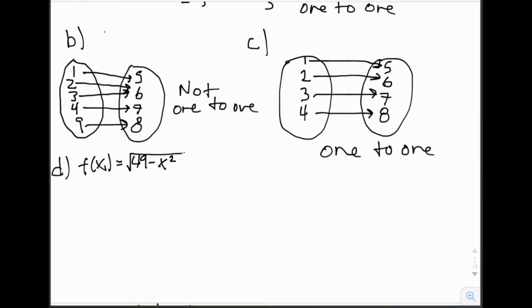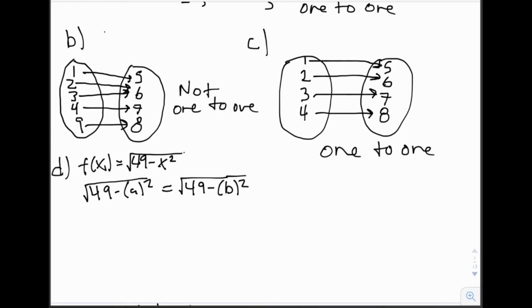Okay, let's look at D. So now we're dealing with the square root of 49 minus x squared. Again, we want to plug a and b in here and then set them equal to each other to see if we can have a equal to b, which would imply one-to-one. So let's plug a in for x. So that will get us the square root of 49 minus a squared equal to, and now we need to take care of the b portion. So 49 minus b squared, and we're taking the square root of that.